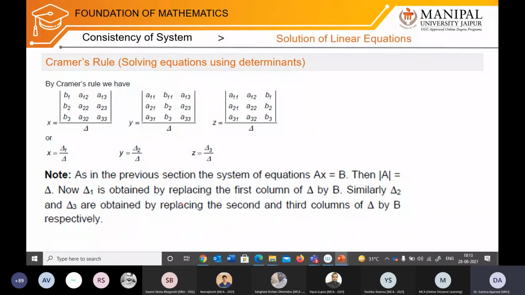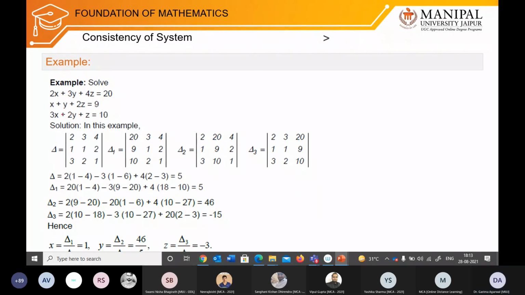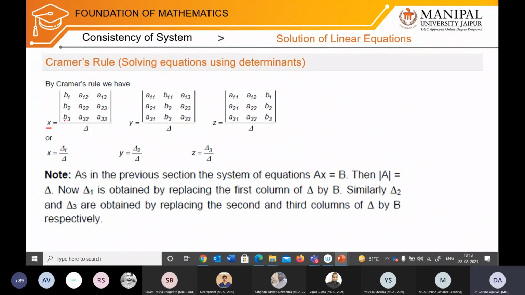Then what process are we following in Cramer's rule? First of all, we need to find the value of x, right? So we remove all the coefficients of x and write b1, b2, b3, which is the right hand side constant. Then coefficient of y, coefficient of z upon delta.